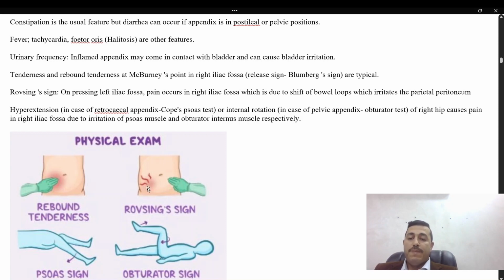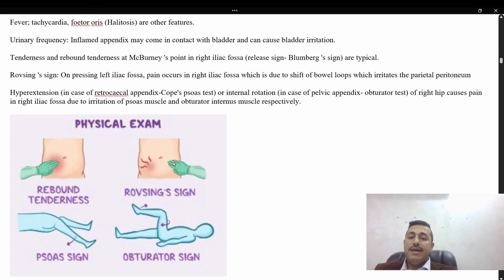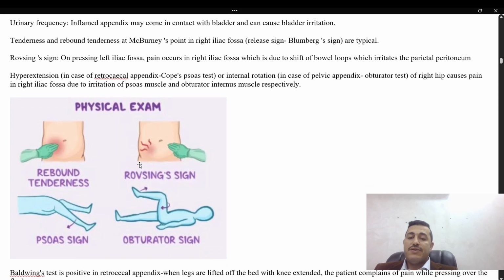Rovsing sign, you can see here, is when palpating the left iliac fossa, pain is elicited in the right iliac fossa. The other two main signs we have to know are the psoas sign, also called the hyperextension sign. You can see here we have hyperextension of the leg and we will elicit pain. The other sign is the obturator sign. We have external rotation of the thigh, internal rotation of the leg, while the hip is flexed, and so we will elicit pain. This is called the obturator sign.